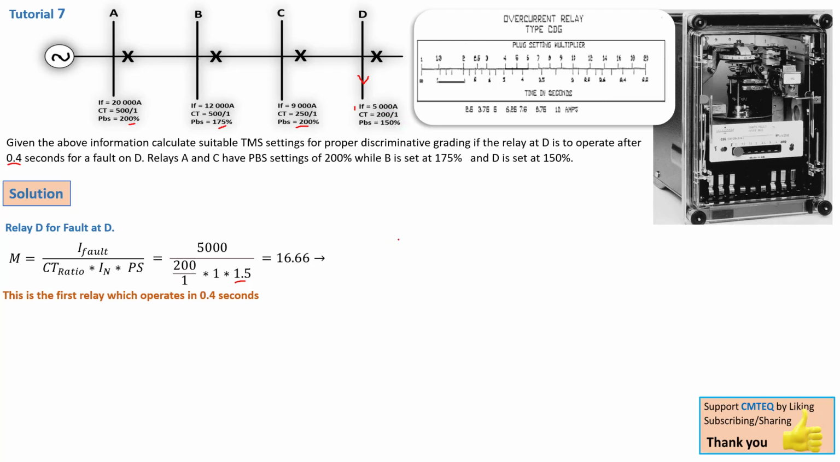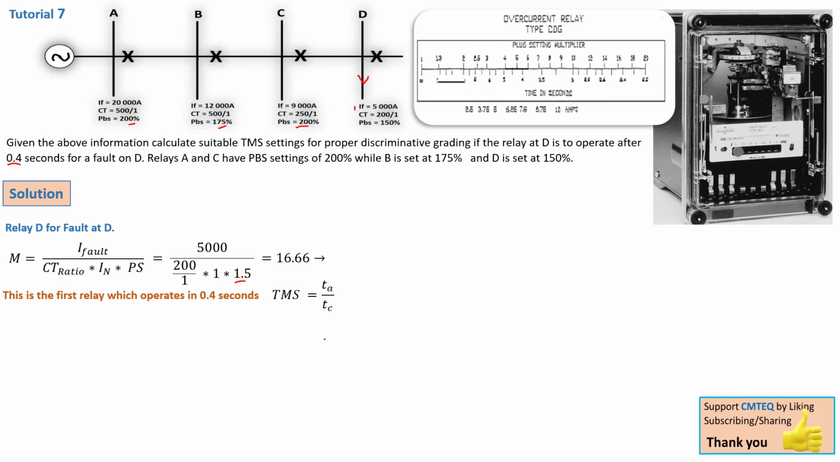So that's the actual operating time of this relay here. What this means is we already have the actual time, TA of relay D, that is equal to 0.4, given by the problem statement. So the only parameters we're looking at in terms of timing here are your TC and your TMS. TMS is given by TA over TC. Since TA here is equal to 0.4, we only need TC.